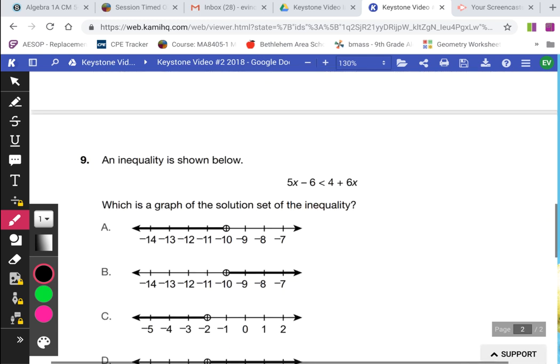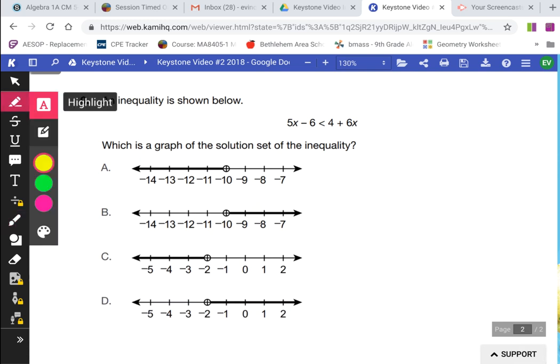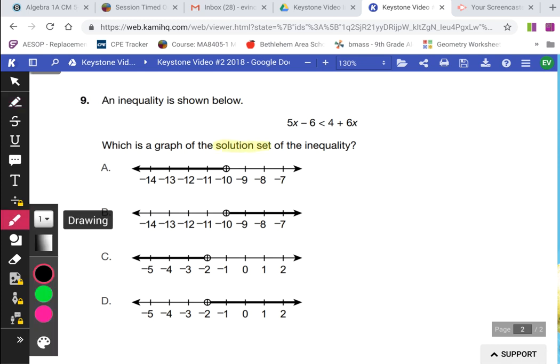Let's look at number 9. Oh, 9's a nice inequality. So we have an inequality, 5x minus 6 is less than 4 plus 6x, and which is a graph of the solution set. So important here is that they want the solution set. That means that we want to solve this inequality. So when they ask for solution set, we want to solve the inequality. So on the side, I'm just going to solve it. So we have 5x minus 6 is less than 4 plus 6x.